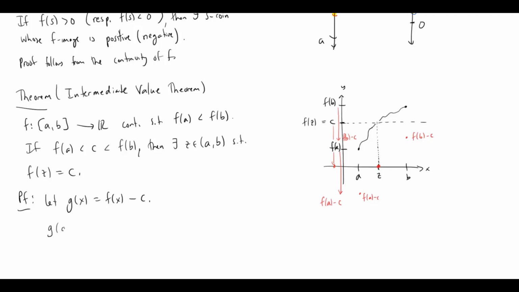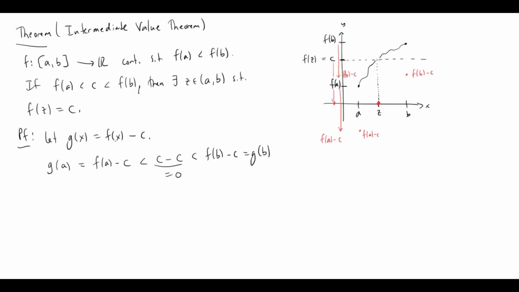If I take g of a, this is equal to f of a minus c. And since f of a is less than c, then I know that f of a minus c is less than c minus c, which is 0. And since c is less than f of b, then if I subtract c, I get 0 is less than f of b minus c, which is g of b. And because I'm taking the difference of two continuous functions, then by the algebraic continuity theorem, g is continuous.